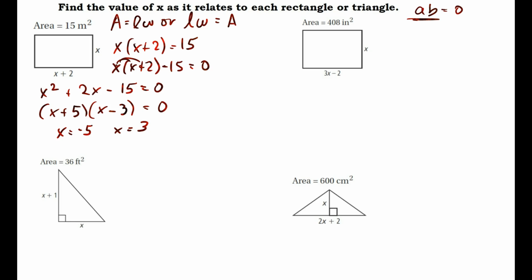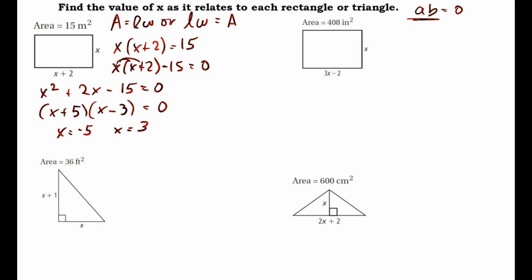I really need y'all to understand that though this works in this problem, it will satisfy the equation. Negative 5, when you multiply it out, watch this: negative 5 times, well, negative 5 plus 2 gives you a negative 3. And a negative 3 times a negative 5 will give you 15, y'all. And then 3 plus 2 is 5. 3 times 5 will give you 15. But in the context of the problem, it will not work. All right? I need y'all to understand that. In the context of the problem, it will not work.